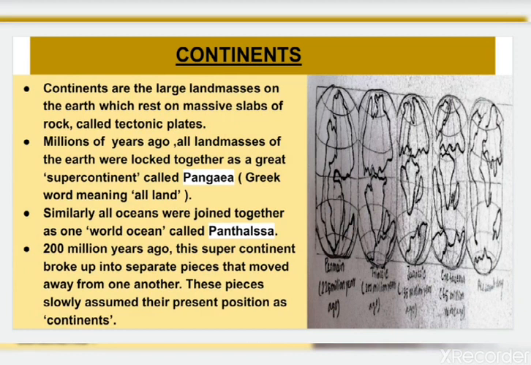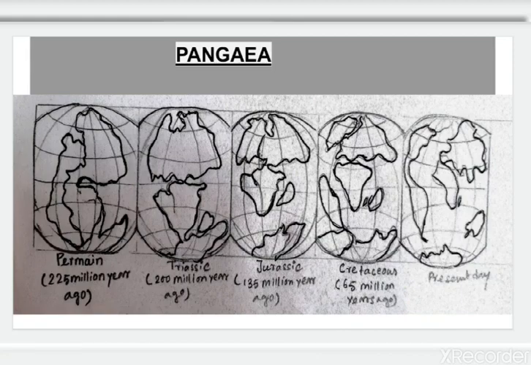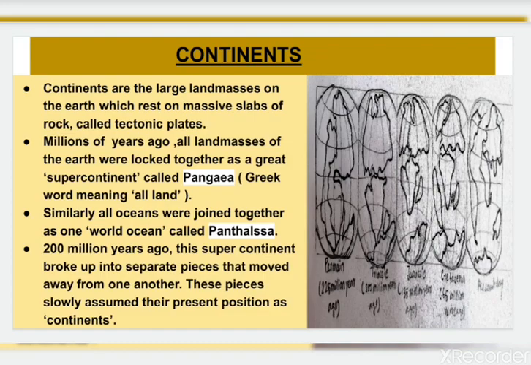Now let's learn about the landforms. First is continents. Continents are the large land masses on the earth which rest on massive slabs of rocks called tectonic plates. Millions of years ago all the land masses of the earth were locked together as a great supercontinent called Pangaea, a Greek word meaning all land. As you can see in the diagram, 225 million years ago all the continents were together as a supercontinent, but after that they came to their present position.